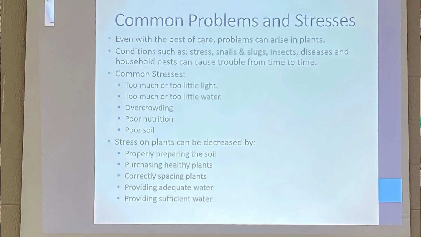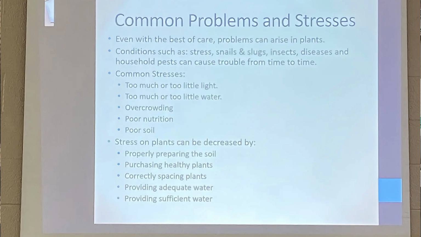And then here are some common problems and stresses. Even with the best of care, problems can arise in plants. Conditions such as stress, snails and slugs, insects, diseases, and household pests can cause trouble from time to time. Common stresses: too much or too little light, too much or too little water, overcrowding, poor nutrition, poor soil.